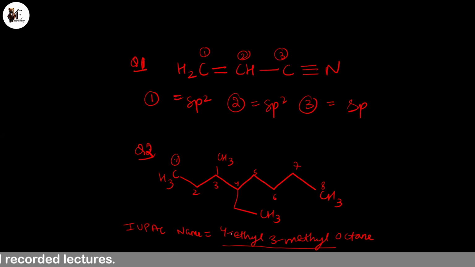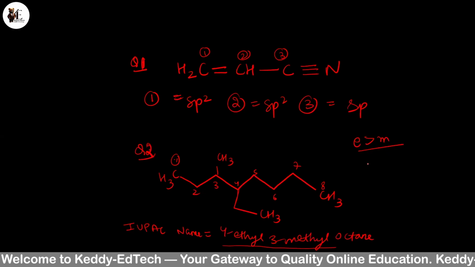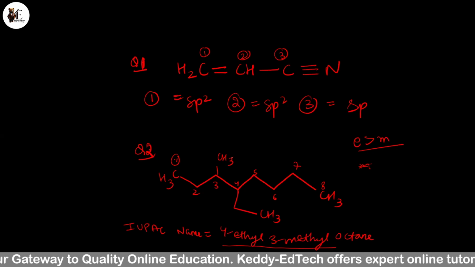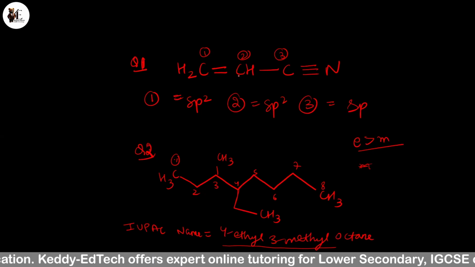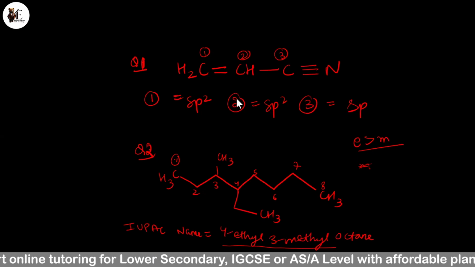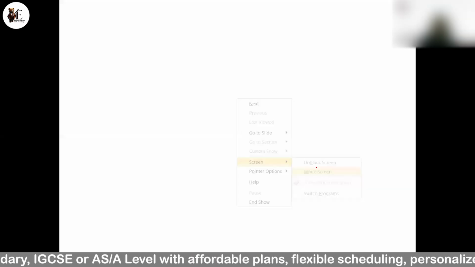3-methyl 4-ethyl octane is incorrect because the next rule says that you have to name the compound in alphabetical order. So E comes before M. That's why ethyl comes before methyl. So it is 4-ethyl 3-methyl octane. If you write 3-methyl 4-ethyl, then it is wrong because M in alphabetical order comes after E. So this is correct. Is it clear? Yes. Should I clear this screen? Yes.